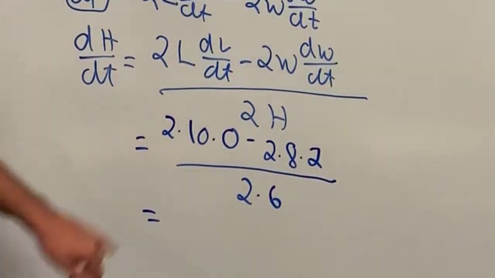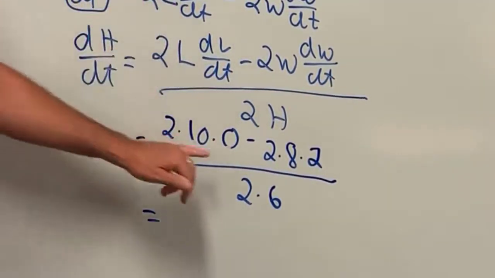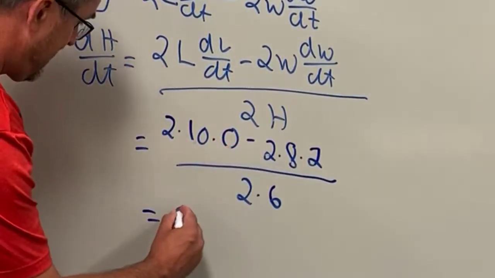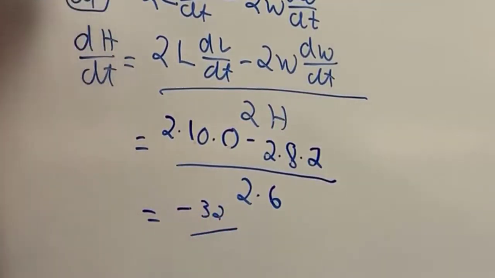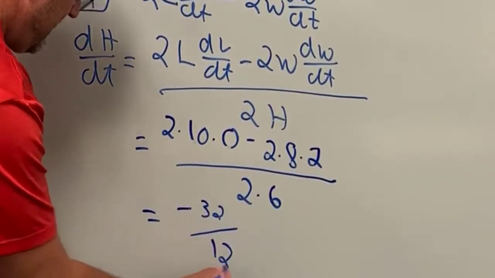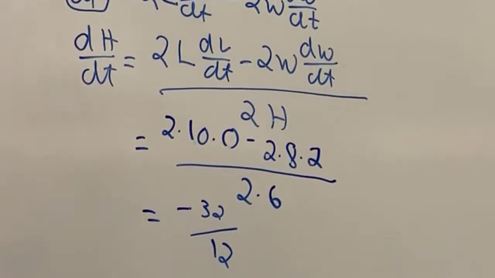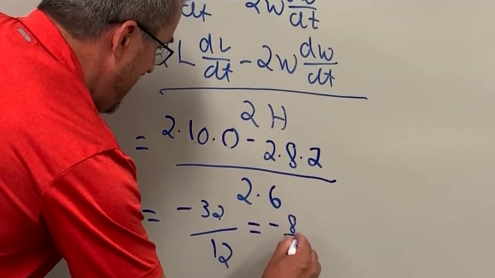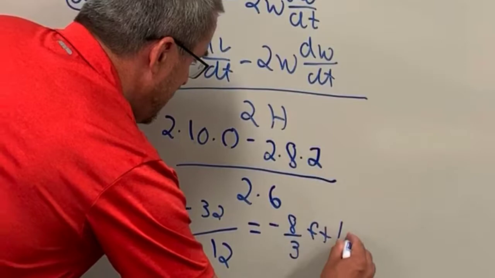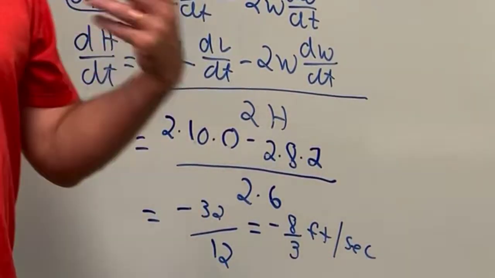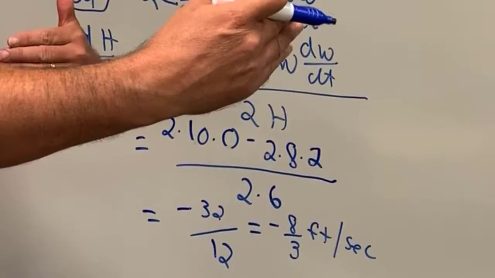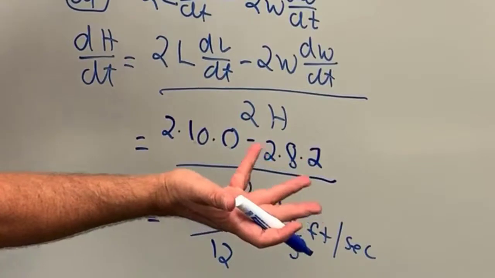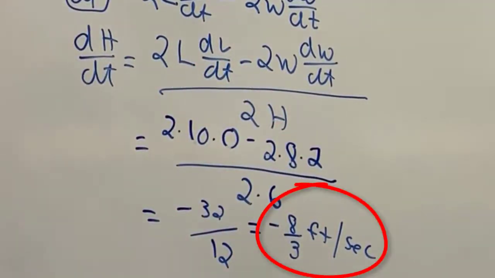So, some quick arithmetic here. 2 times 10 times 0, 0. 2 times 8 times 2 is going to be 32, but notice we're subtracting, so it's going to be a negative 32, divided by 2 times 6, which is 12. So negative 32 twelfths simplifies to negative 8 thirds feet per second. So at the moment in time that the ladder is 8 feet from the wall, and the ladder is 6 feet above the ground, that height is changing at negative 8 thirds feet per second.